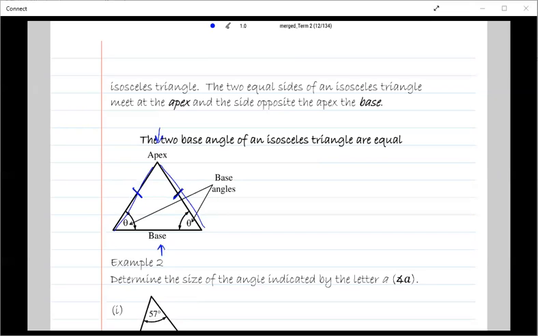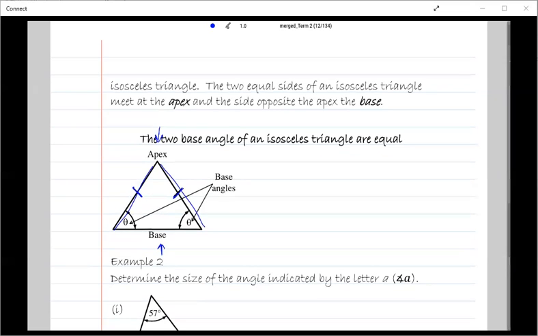Ladies and gentlemen, the two equal sides of an isosceles triangle meet at the apex. Opposite from the apex is the base. The two base angles here and here of an isosceles triangle are equal.